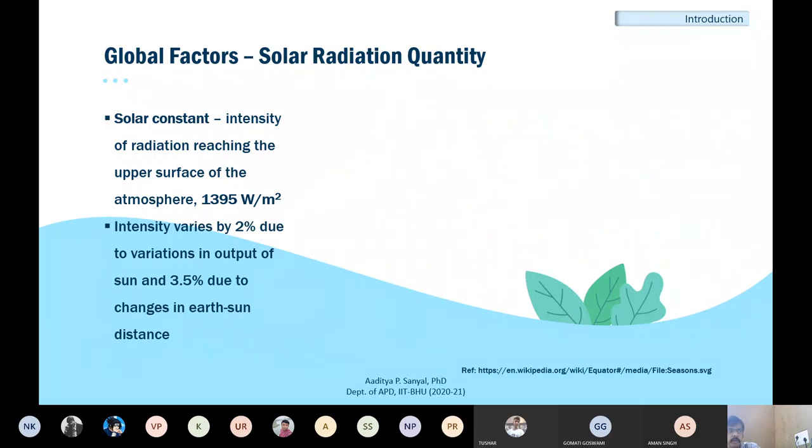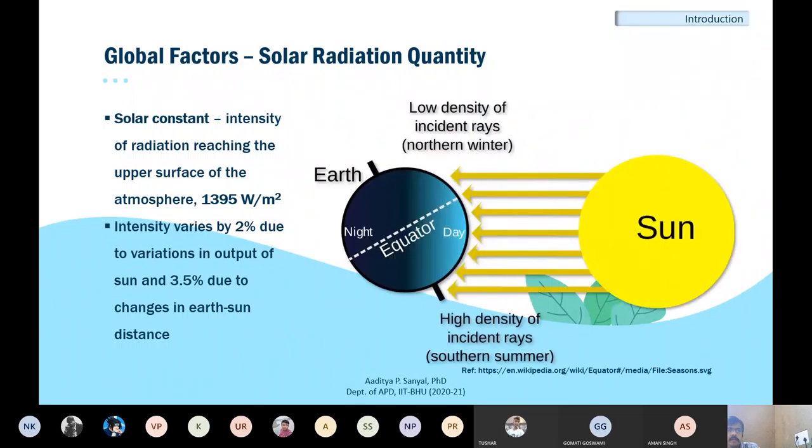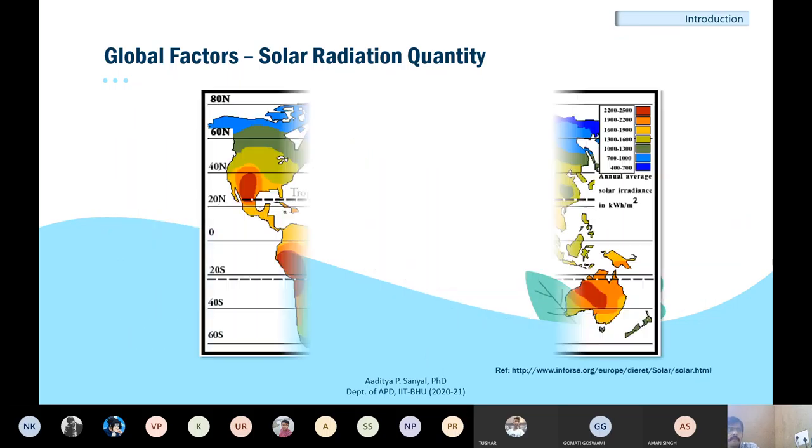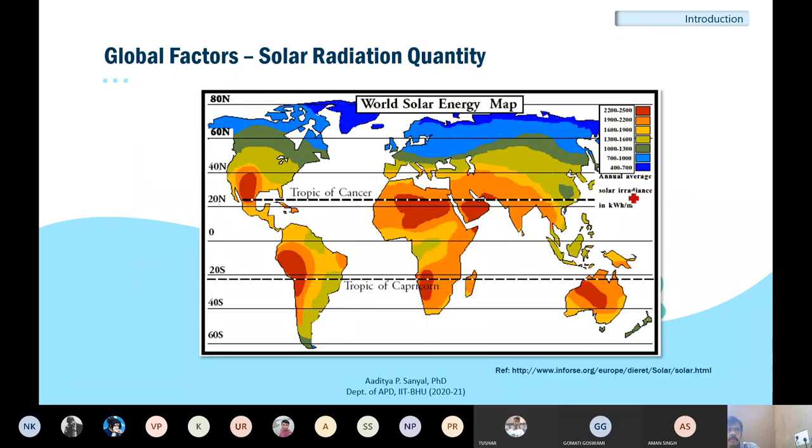Something you also need to know is the solar radiation quantity. The intensity of the radiation reaching the upper surface of the atmosphere is somewhere around 1395 watt per meter square. That is a term which is given as the solar constant. The intensity varies by 2% due to variations in output of the sun and 3.5% due to changes in the earth's distance. So there is low density of incident rays towards the north and high density towards the southern summer, and this inclination, the tilt of the earth, actually contributes to the temperature variations, the climatic zones which get differentiated. Here also there is a certain difference, and this has to do with the bulge, the earth's tilt, everything.